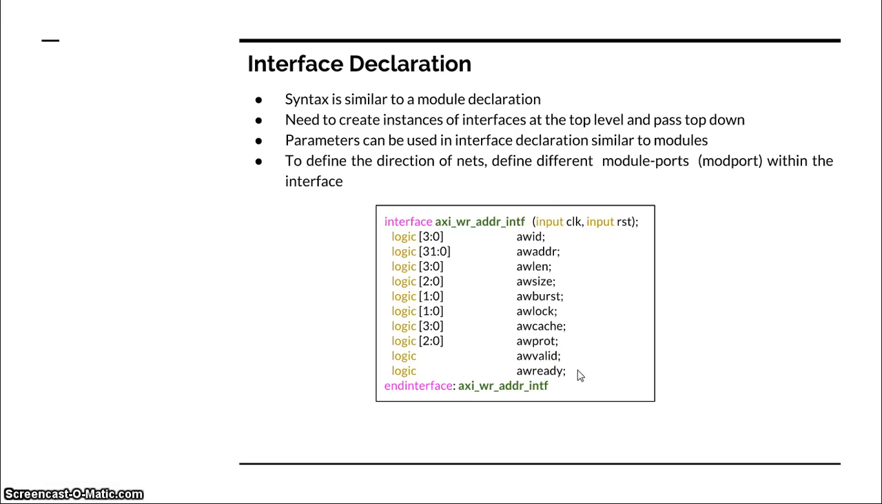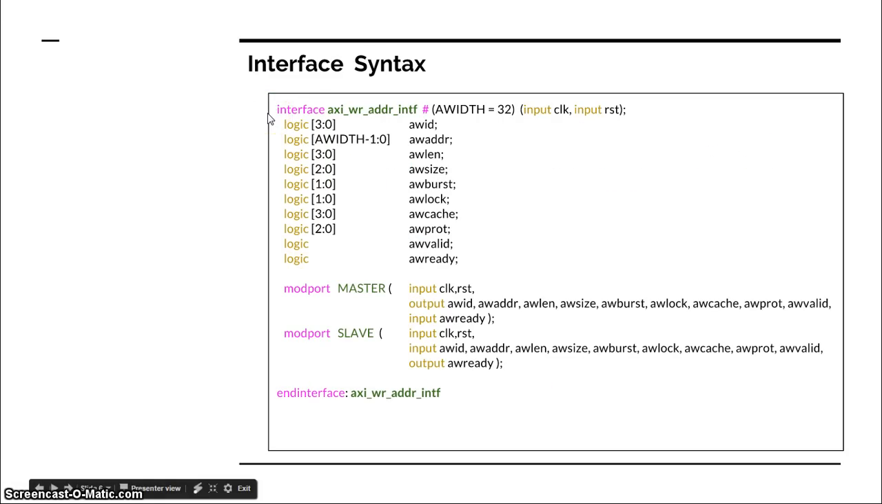So in order to define the direction, there should be some mechanism in the interface declaration. To define the direction of these nets, you need to define different module ports, called modports, within the interface. Here is a complete interface declaration. Interface followed by the interface name, and if any parameters are there they are listed using a hash symbol, and then the ports are listed. Then all the functional signals in the interface are listed with the logic keyword, and here I have defined two modports named master and slave.